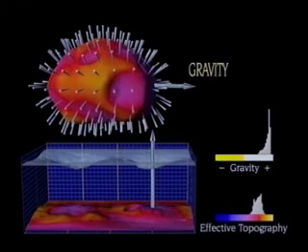A quantity called effective topography shows which way an object would roll on the surface. With this color map, objects would roll from yellow to red to blue areas.